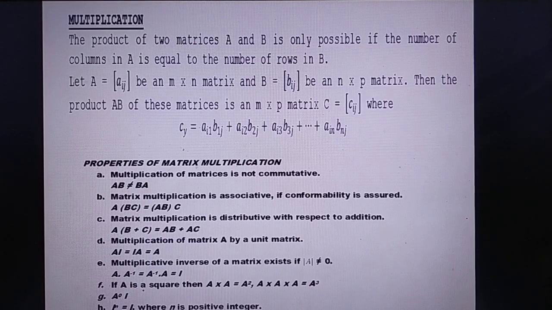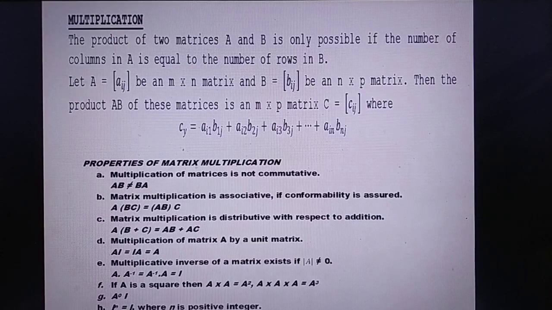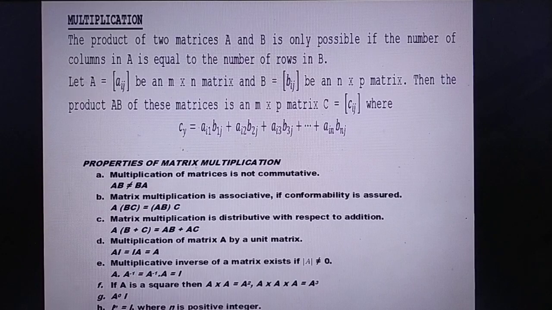If A is a square matrix, then A multiplied by A is equivalent to A squared, and the multiplication of the matrix by itself 3 times is equivalent to A cubed. And A raised to 0 is equal to I, and A raised to n is equal to I, where n is a positive integer.